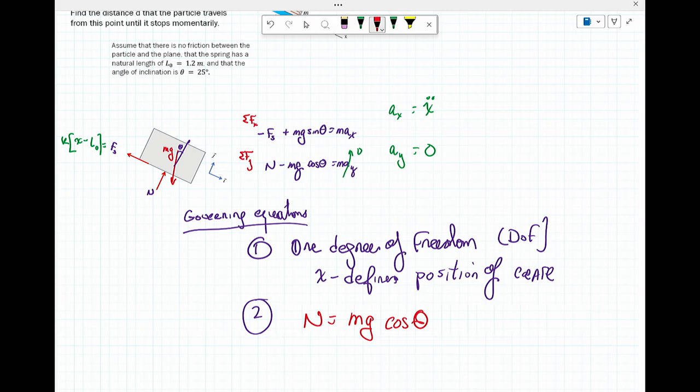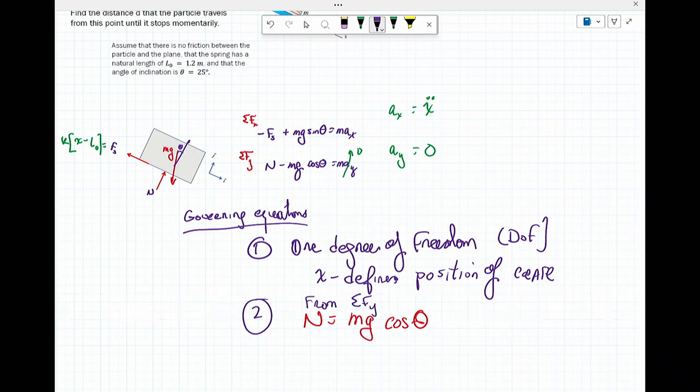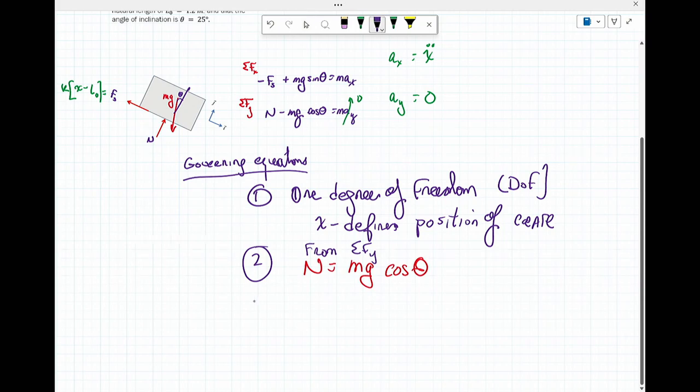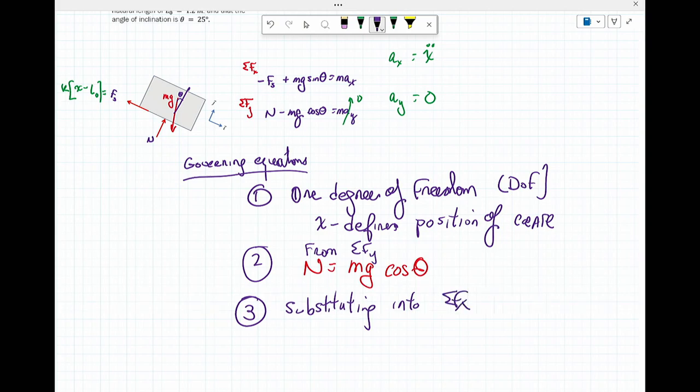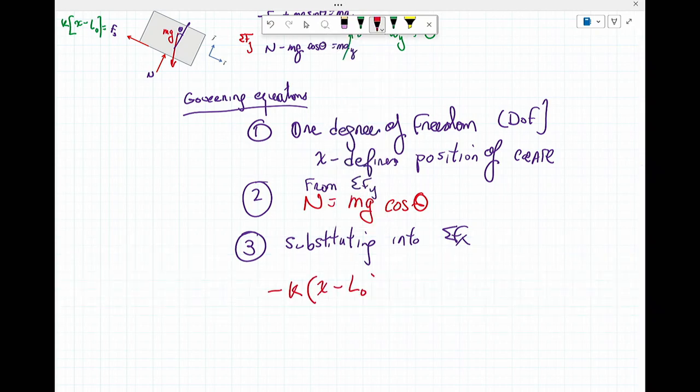From the second equation. So now I have a governing equation, and it's based on substituting in for my force of the spring, substituting in for the weight component, substituting in for x double dot, which is m times the second derivative of x with respect to t.